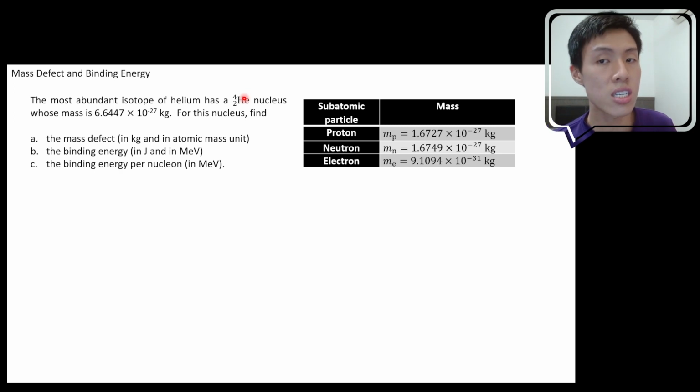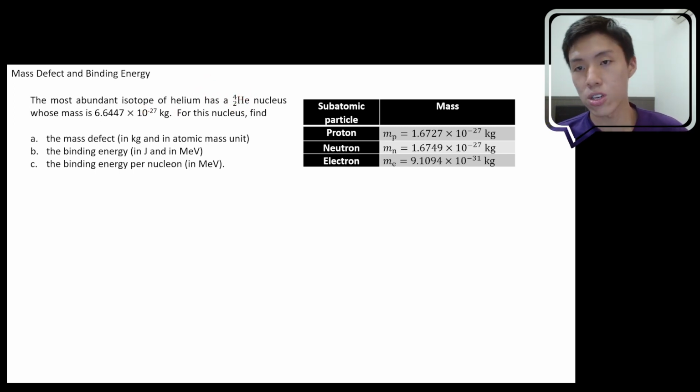But occasionally in certain questions, they also give you the mass of the nucleus, meaning that they already eliminate the mass of the electrons that are orbiting around the nucleus. So we have to be very careful whether it's a mass of atom that we are being given, or a mass of nucleus. In this case, it's a mass of nucleus. They also say that this is a 4,2 helium nucleus. This is the most common kind of isotope that you can find for helium.